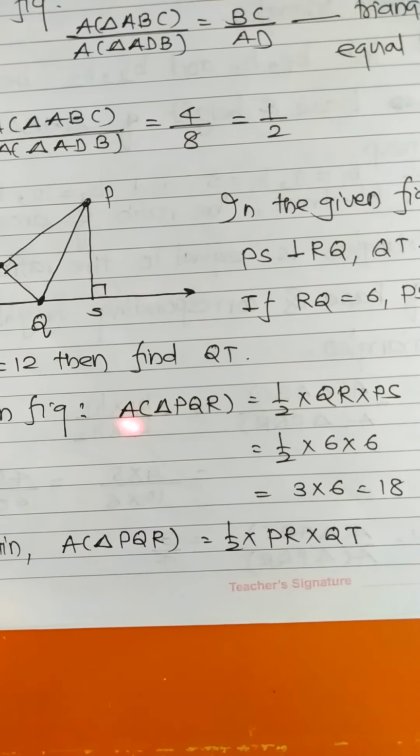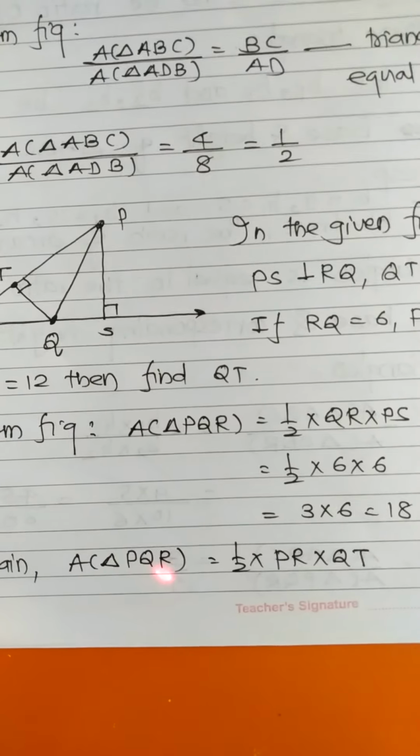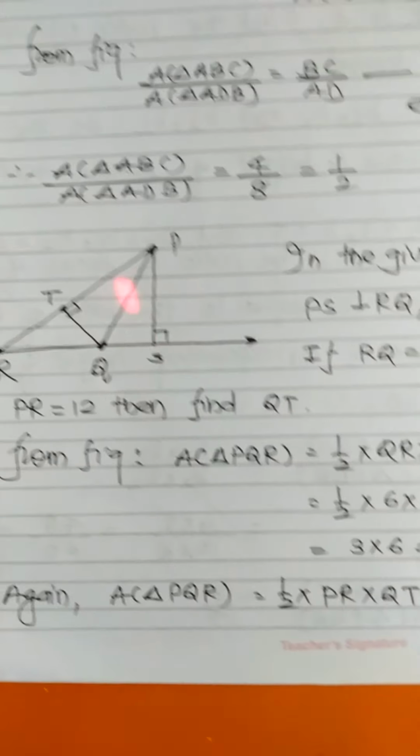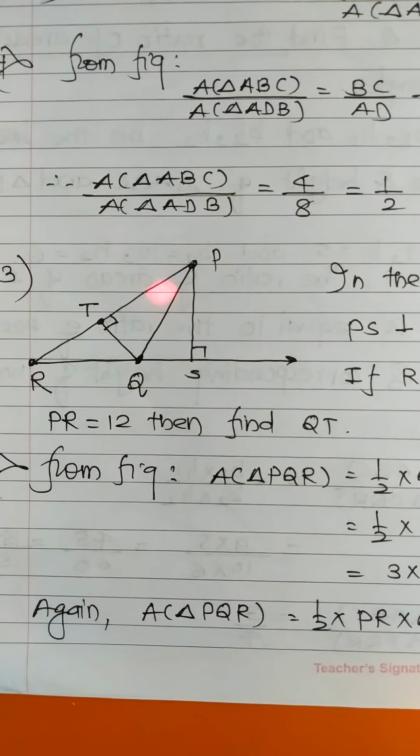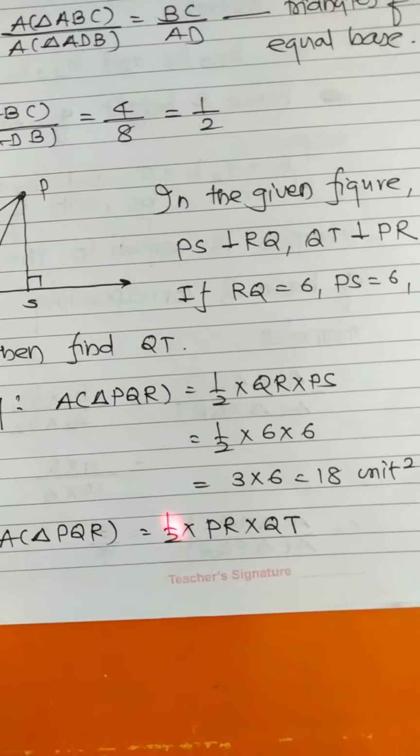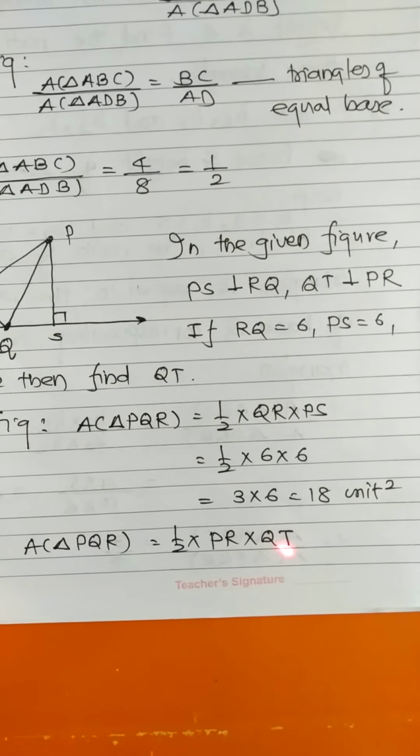Now again we have to consider area of the same triangle, but base and height we have to consider different. So now 1 by 2 base, it is PR. Now in the second case, that base is PR. What is the respective height? It is QT. So 1 by 2 PR into QT.